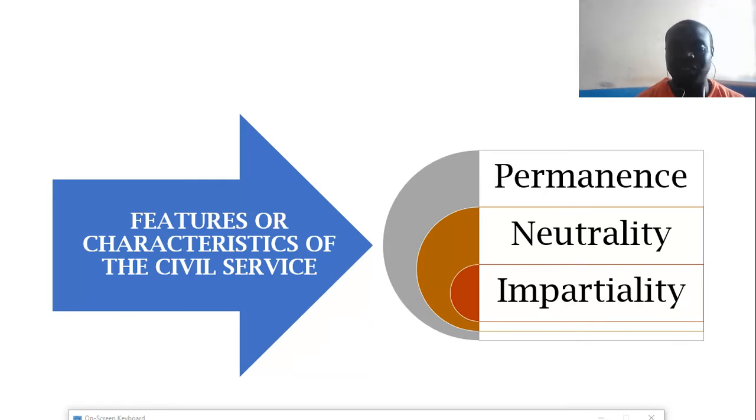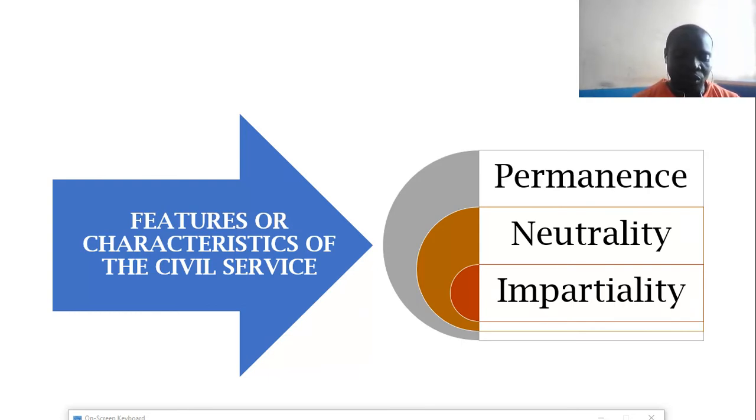That will take us to the next one, impartiality. Civil servants are meant to be impartial in the discharge of their duties. This means that it doesn't matter the tribe or religion of anyone they are meant to attend to, they give the person all the necessary attention.